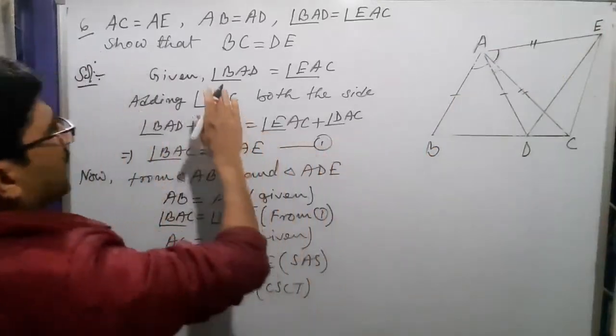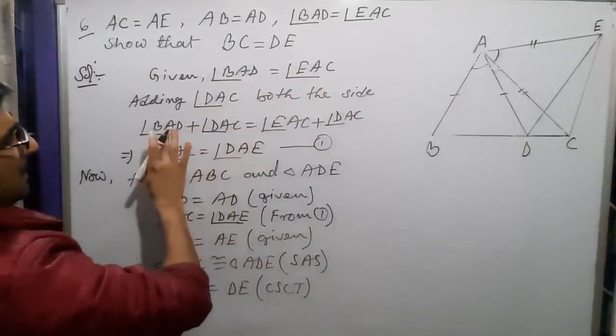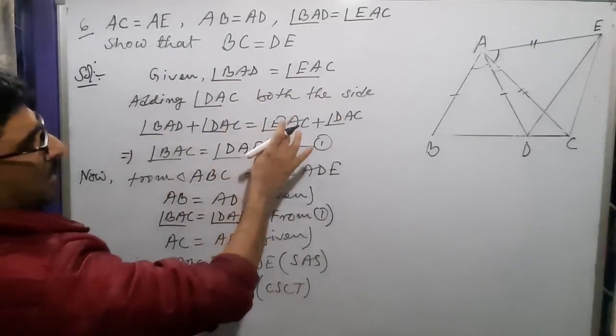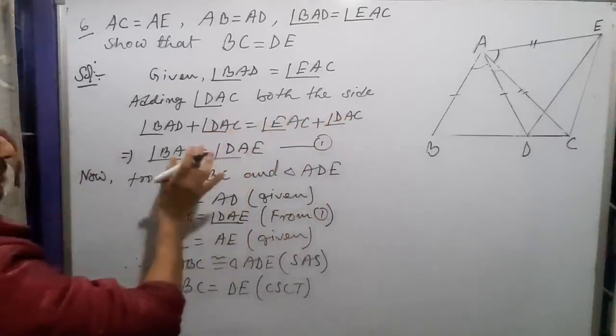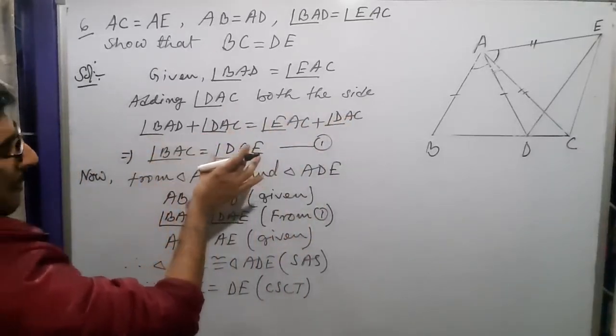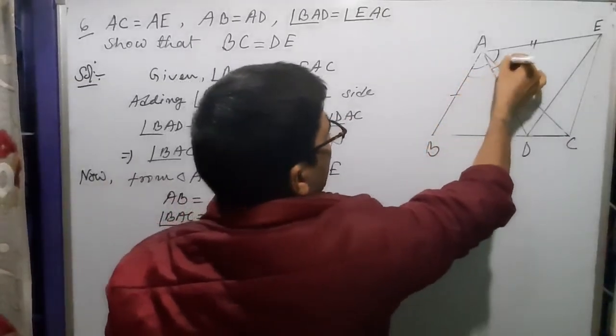So we have done here BAD equal to EAC, adding DAC to both sides. So BAD plus DAC equal to EAC plus DAC. Now check the figure, these two angles. It will be BAC and this will be angle DAE. BAC means this angle and DAE means this whole angle.